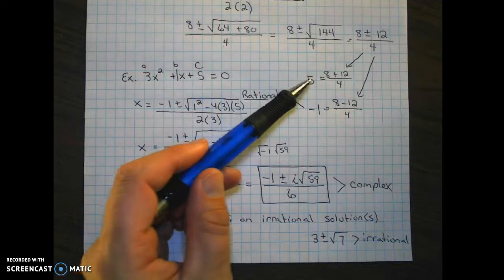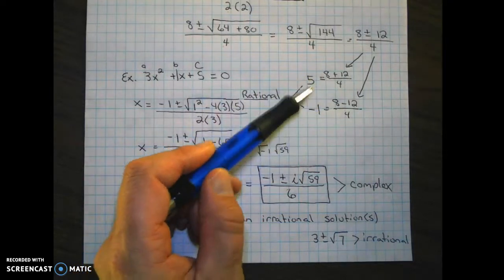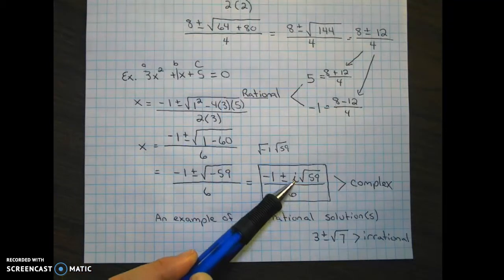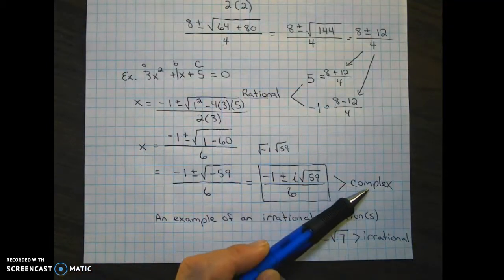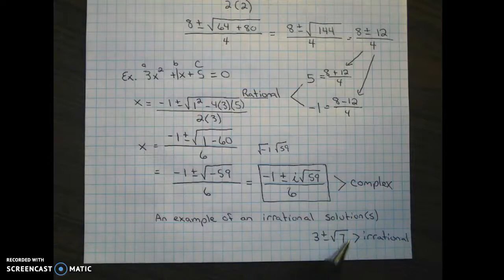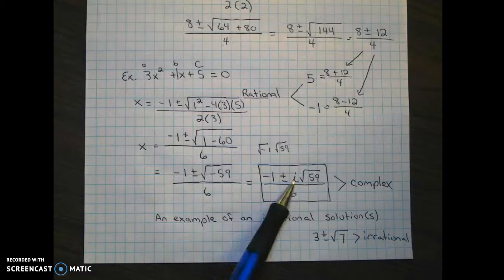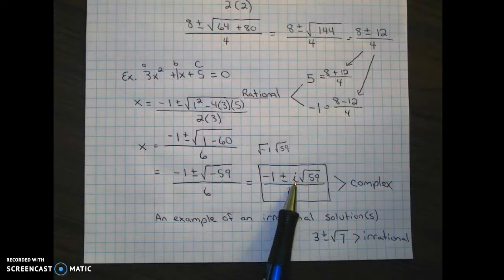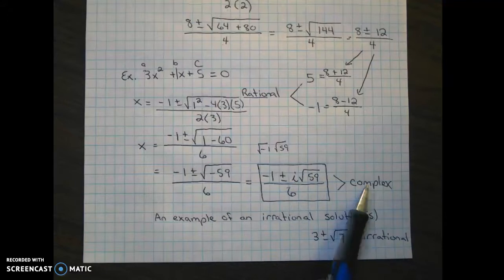If it turns out to be a number that can be put into fraction form, it's rational. If it has an imaginary part, then it's complex. If it has a radical, only a radical, no imaginary part, then it's irrational. This is not irrational because it has an imaginary part. So that makes it complex. So I hope that makes sense to you.